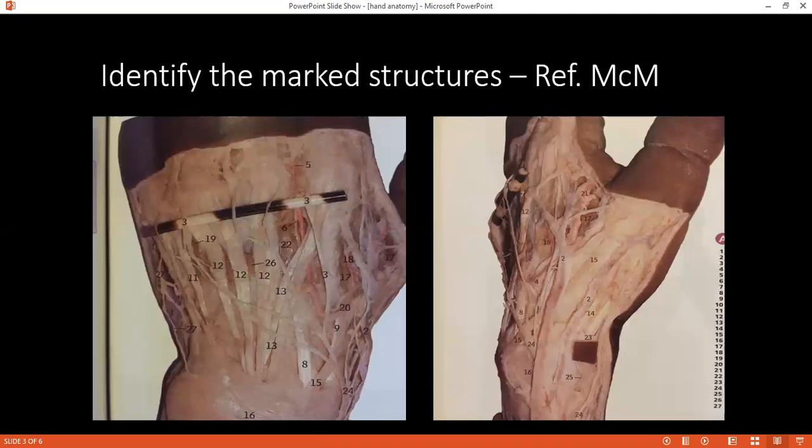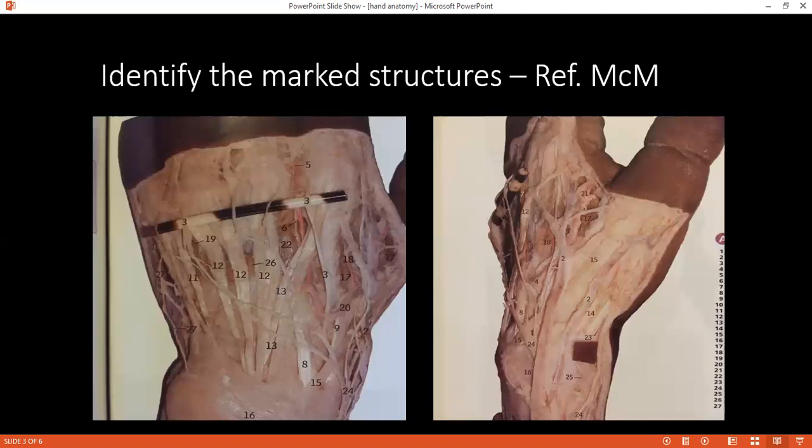What are the structures which pass below the extensor retinaculum? The extensor digitorum and extensor indicis. How many tendons pass below the extensor retinaculum? There are six extensor compartments.